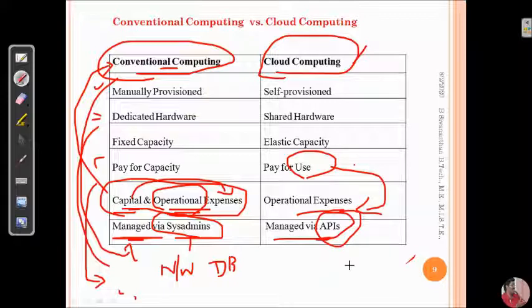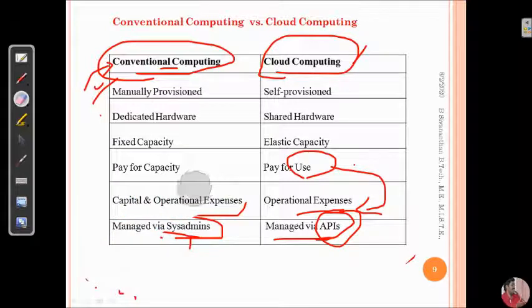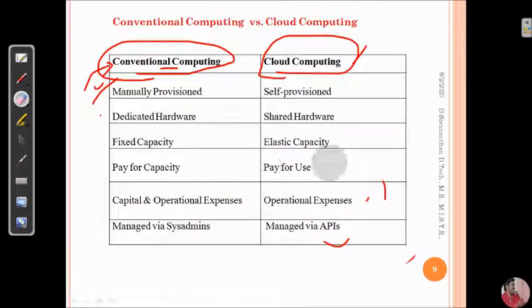API is nothing but application program interface. Everything will be automatic, and everything will be controlled with the help of APIs. So these are the very basic, very common differences between traditional computing and cloud computing.